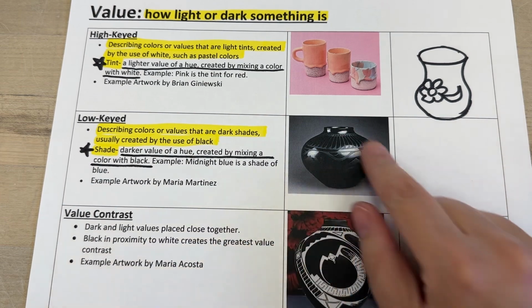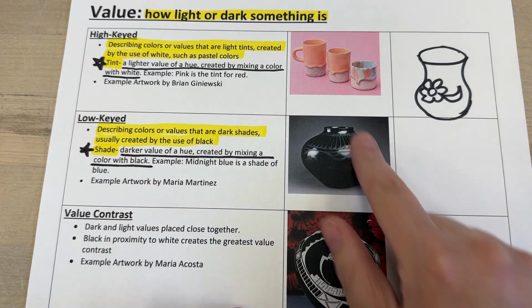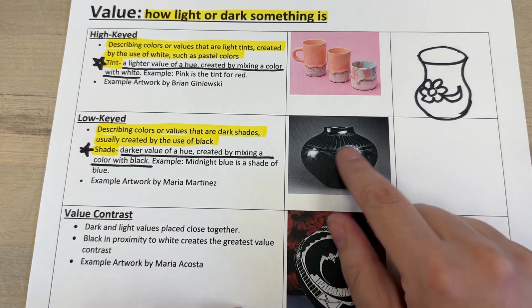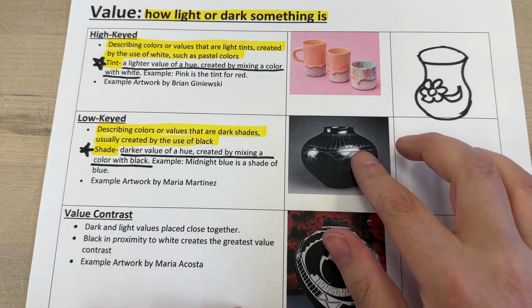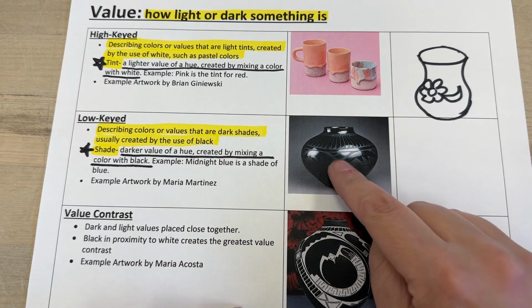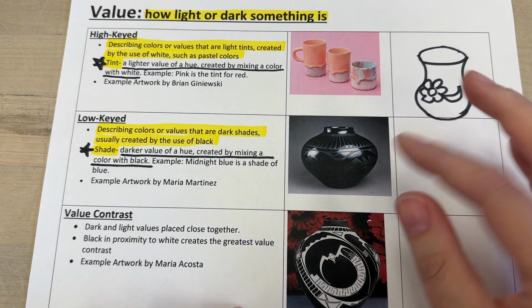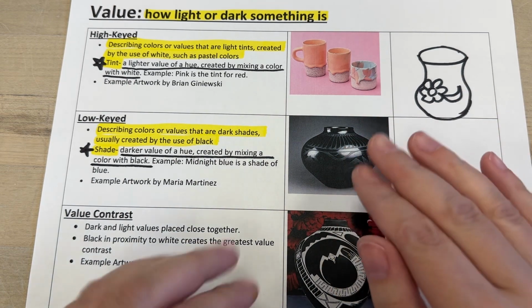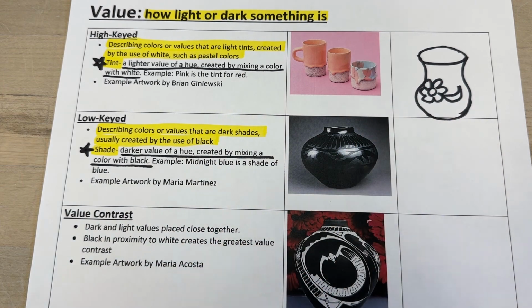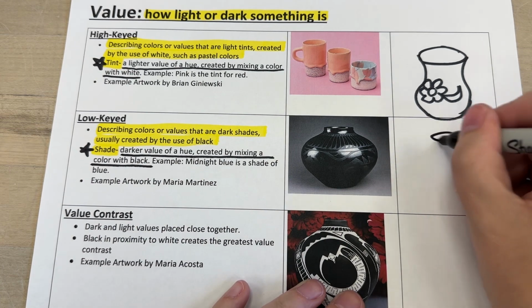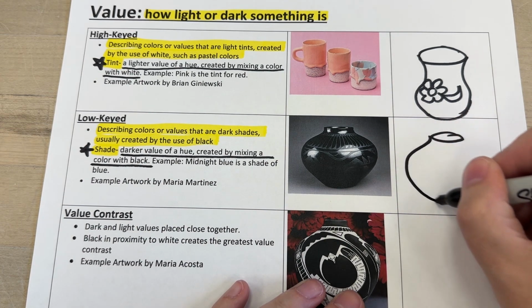Over here, this artwork by Maria Martinez is a low-keyed artwork. There is a lot of pattern work on here, but she does a black on black technique. One area is really shiny and one area is kind of a matte finish, but they're really close together in value. So that is a low-keyed value. It doesn't have to be specifically black.